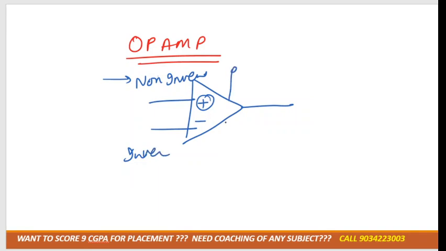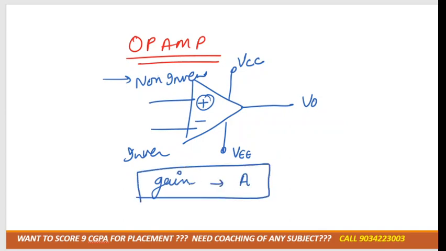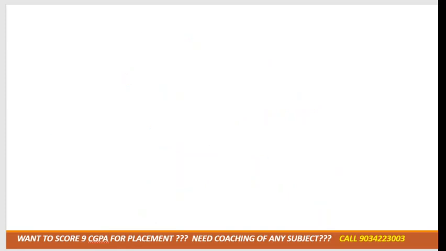So we'll give two supplies. Which two supplies will we provide? VCC and VEE, and the output voltage would be denoted by V naught. Okay. Then I told you about the gain. What is gain? Gain is represented by A. Basically, gain is how many times it is increasing, and gain is represented by A, and it is basically output divided by input, right? And we have done the derivation also.